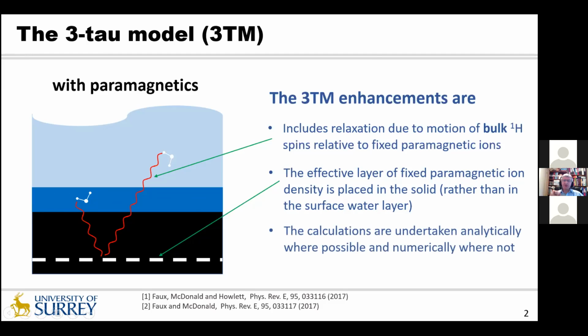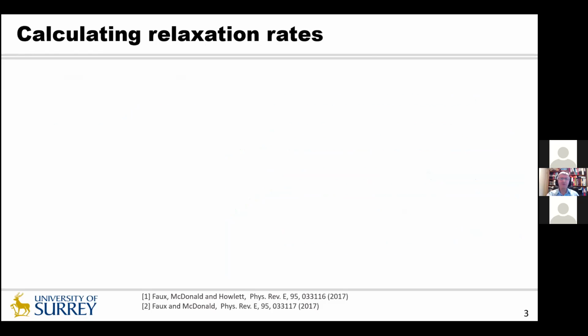The third thing we do is that all the calculations that we do are undertaken either analytically, where that's possible, but if not, we do it numerically. So there are no approximations in the process of working out the relaxation rates based on a model such as this. So what are the calculations we have to do? Here's my apology, there's going to be one quite unpleasant equation here, but we'll move through this briefly, and it does illustrate some of the restrictions of the 3-tau model. Again, as many of you will know, there are 3 steps to calculating the relaxation rates for dynamical systems.